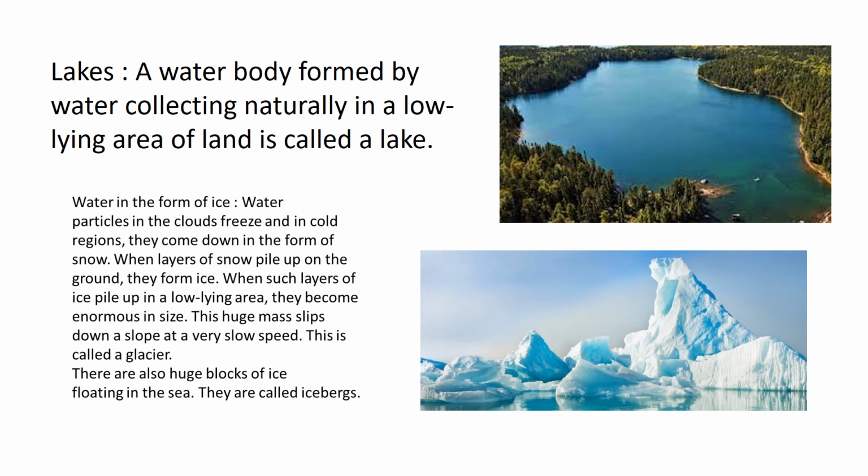Such layers of ice pile up in a low-lying area. They become enormous in size. This huge mass slips down a slope at a very slow speed. This is called a glacier.